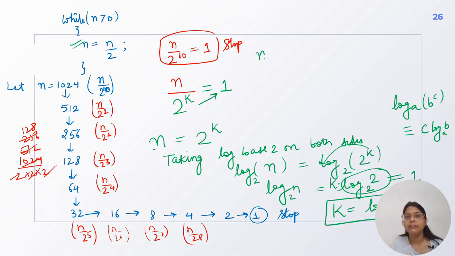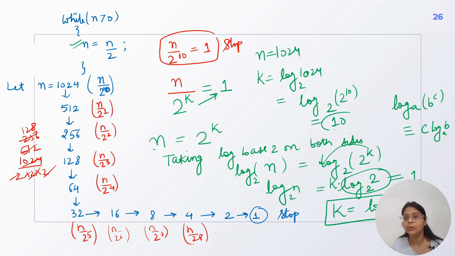So for example, if n is equal to 1024, students, k is equal to log 1024 base 2. What is this? You can write it as log 2 to the power 10 base 2, which is equal to 10. So it is executing 1, 2, 3, 4, 5, 6, 7 up to 10 times. This loop for n is equal to n by 2 for n is equal to 1024 is executing 10 times, students. So this is how you can check.